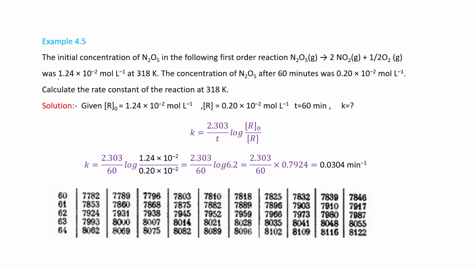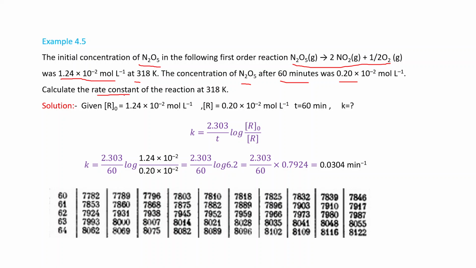Now the next example: the initial concentration of N2O5 in the following first order reaction is given, and the temperature is given. The concentration of N2O5 after 60 minutes is also given. Okay, and you have to calculate the rate constant.